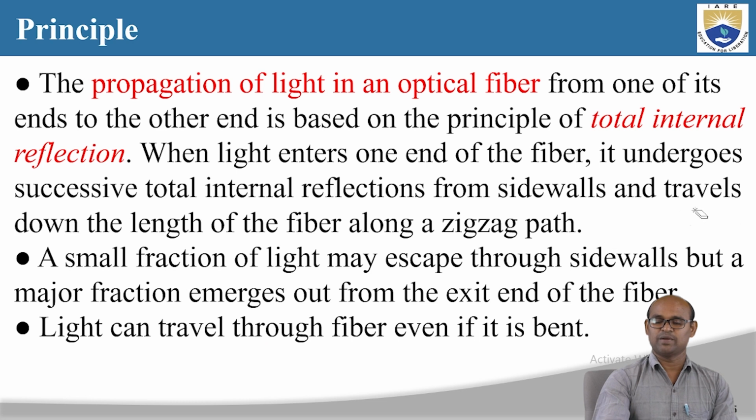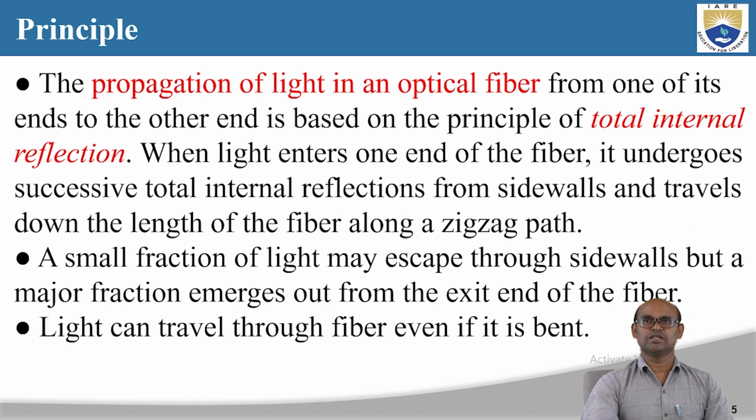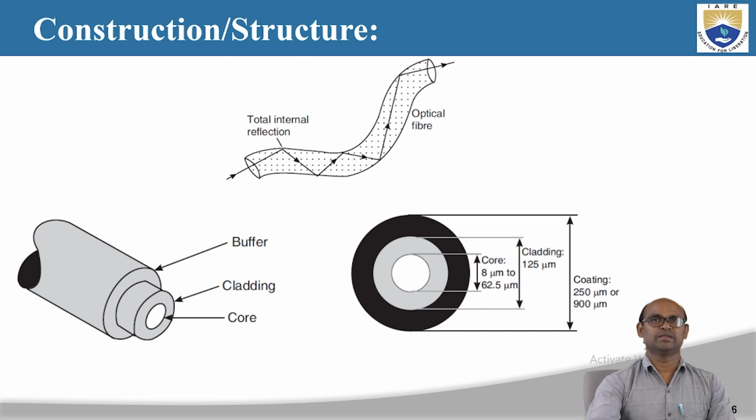So we have learned that the principle for the propagation of light in optical fiber is total internal reflection. When we give the light as input signal from one end of the fiber, it undergoes successive total internal reflection at the side walls of this optical fiber, and a very small fraction of light may escape from the side walls, but a major fraction of the light will be received at the output end. And light can propagate through this fiber even if there is a small bend.